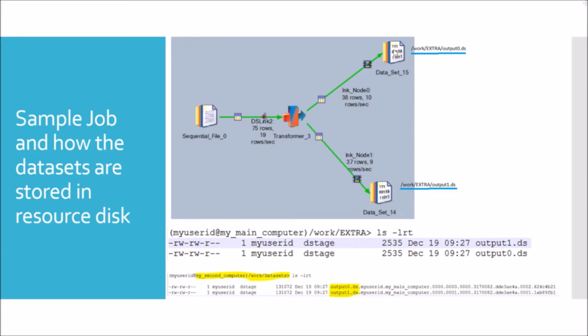So after running this job, these datasets are created. Here you can see in my main computer, under the location which we mentioned over here, the datasets are created. They have been stored in different partitions or different nodes which we defined in the configuration file. So the disk space was work datasets. Under work datasets, you could see the output 0.ds and output 1.ds. It's the actual data, even if the size of the files is way bigger than what you see in the main datasets.